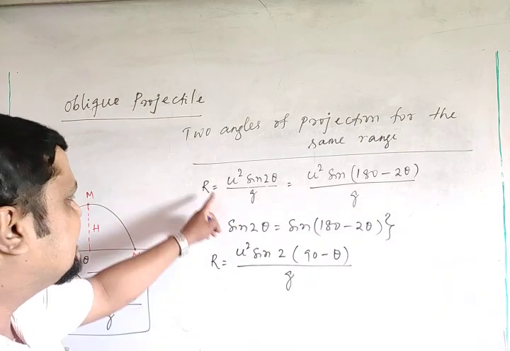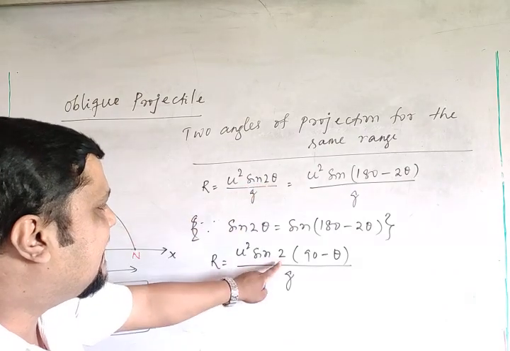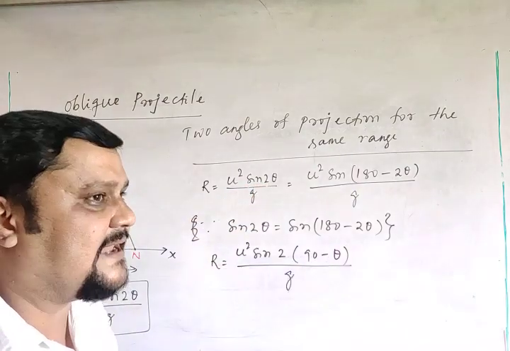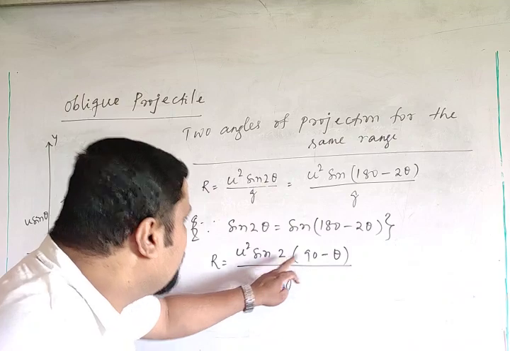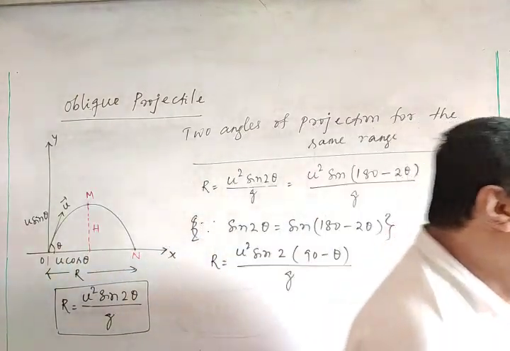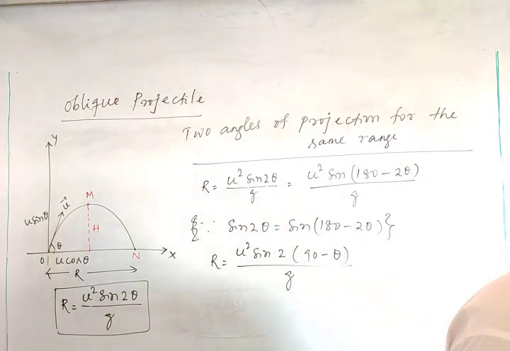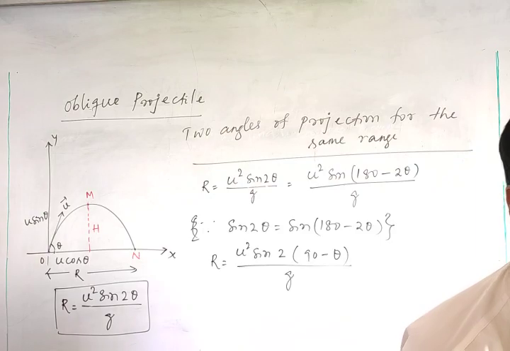U square by g, same range, for sin 2 theta and the other is sin of 90 minus theta. Sin 2 theta, sin 2 of 90 minus theta. So theta and 90 minus theta are called the two complementary angles. Means there are two complementary angles for the same range.